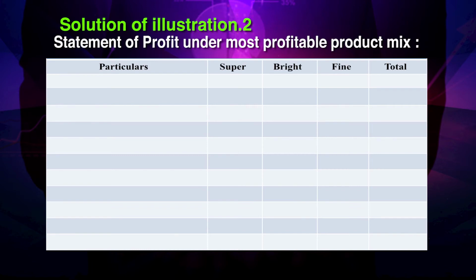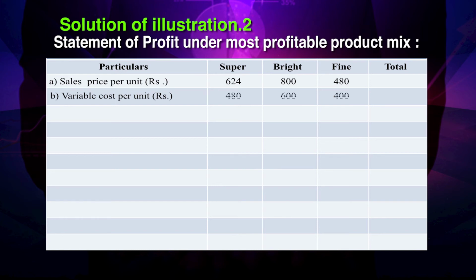We will have 5 columns, wherein the first column will be particulars, second Super, third Bright, fourth Fine and finally the total column. Sales price per unit 624 for Super, 800 for Bright, 480 for Fine. Variable cost per unit 480 for Super, 600 for Bright, 400 for Fine. Contribution per unit, that is A minus B, 144 for Super, 200 for Bright and 80 for Fine.